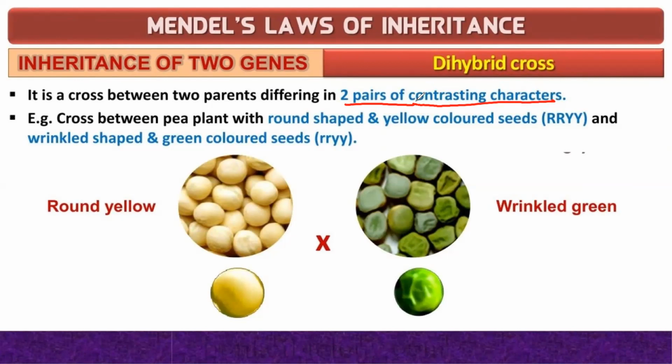Cross between a pea plant with round shape and yellow color, and the other one with wrinkle shape and green seed. So the genes you can see: capital R, capital R, capital Y is for the dominant; small r, small r, small y is the recessive. So yellow and round is the dominant character, whereas wrinkle and green is the recessive character.